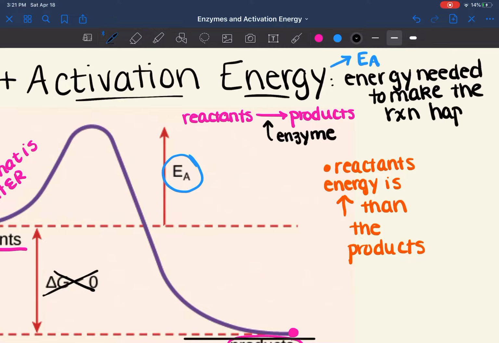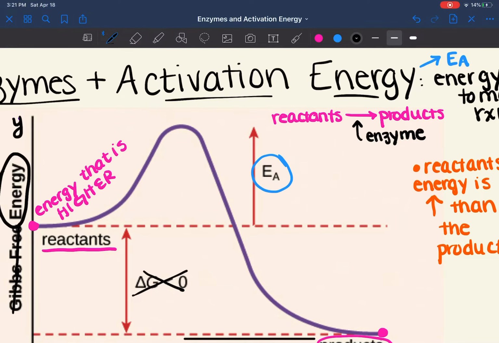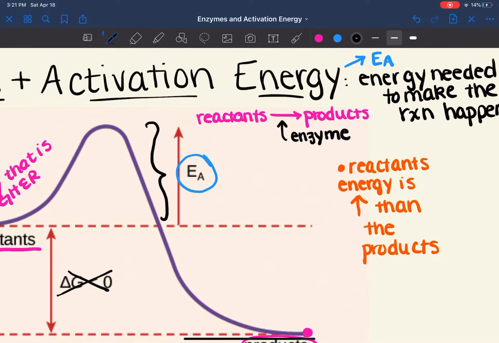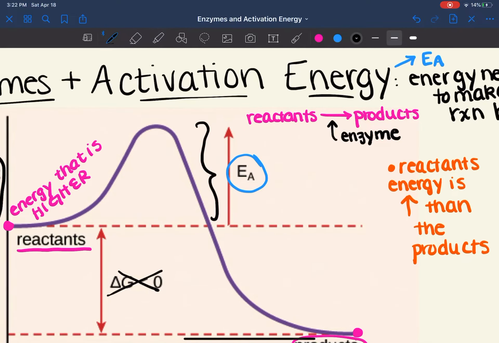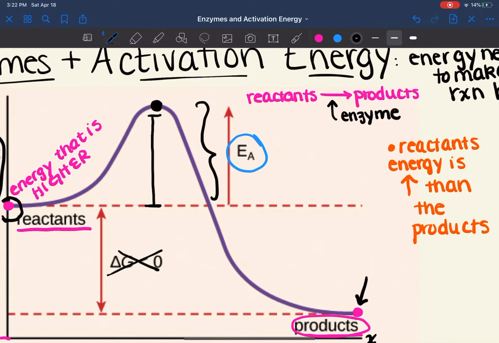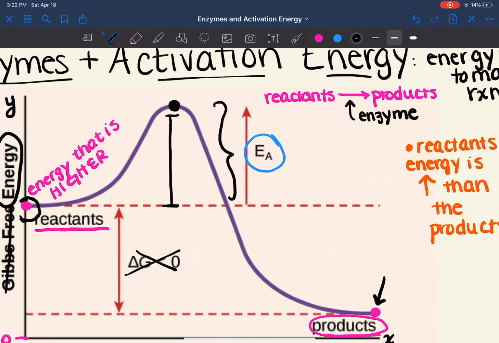So you'll notice here, this is how much energy is needed to make the reaction happen. So our activation energy is going to be how much extra energy we need to put in order to get our products. Okay? So our activation energy here is pretty much this amount. So our reactants are already at this energy. We need to get our reaction to reach this much energy in order for it to become our products. And that's what this graph is telling you.